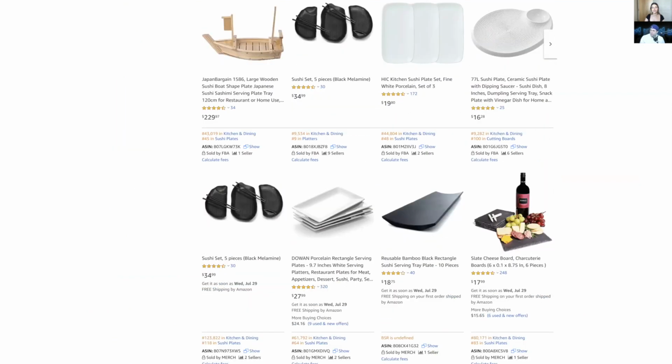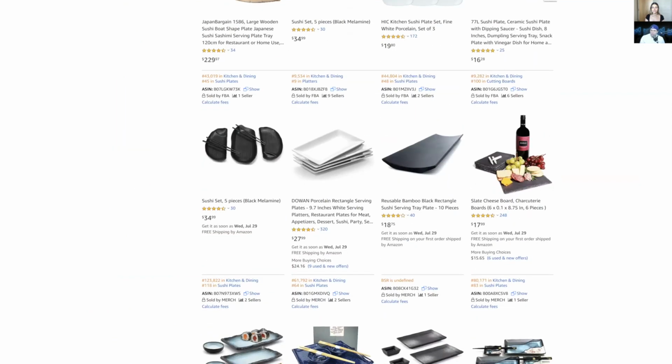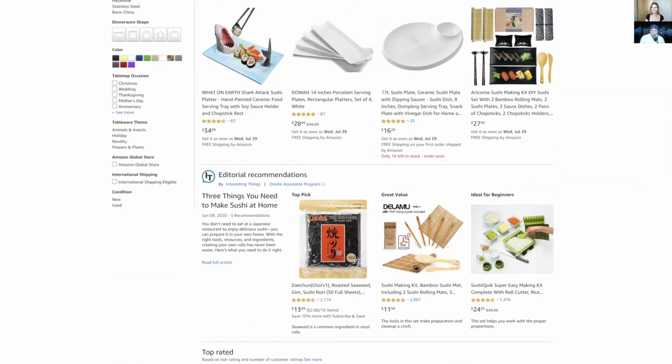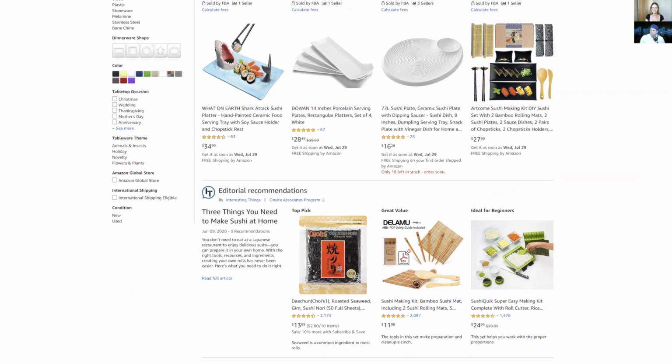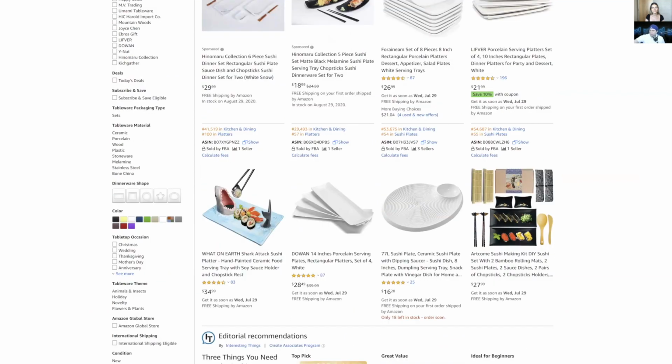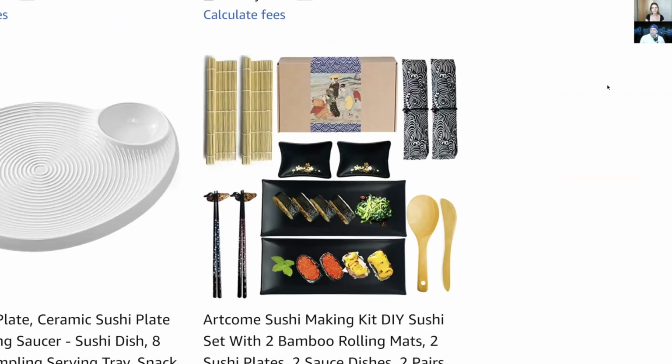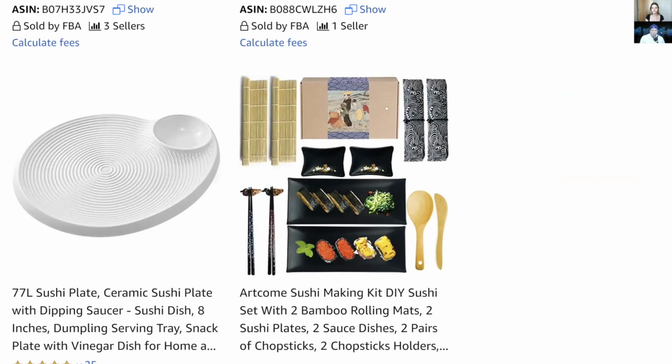Absolutely. And the stuff that we even use a lot, we don't realize that there's a big market. Like I think a lot of us eat sushi, especially those of us who live in California. And then you look at this. Right on the top of page one, this person doesn't even have any reviews. And I bet this is a private label seller. This isn't some humongous company from China or something.